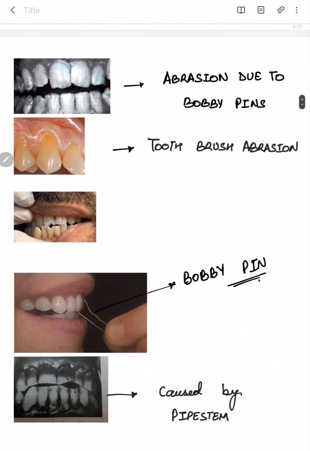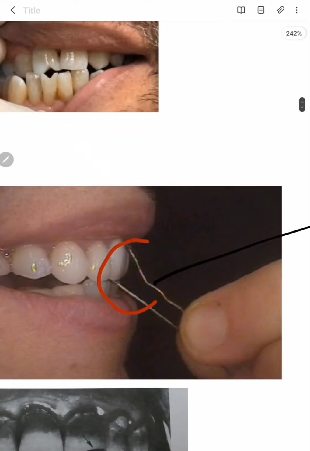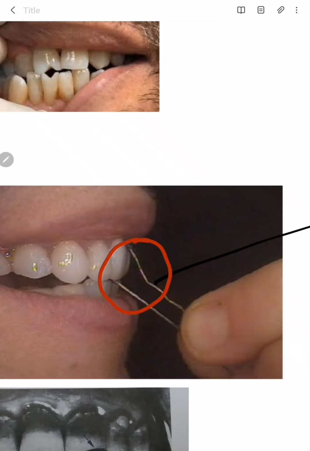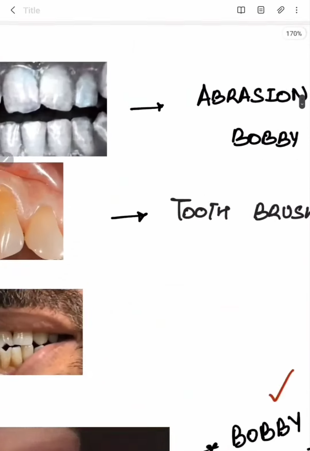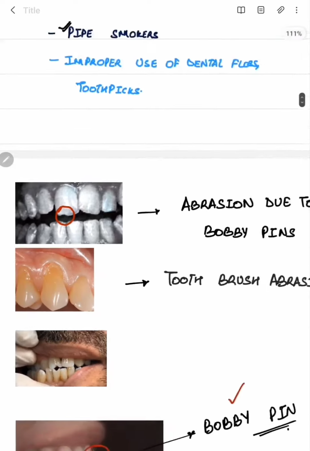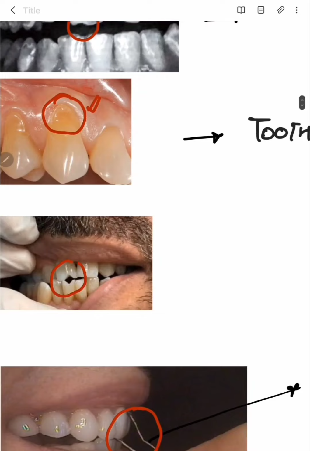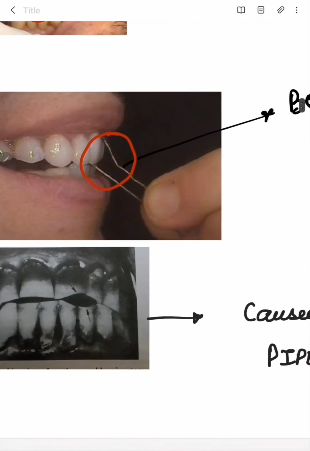So here you can see the clinical pictures of abrasion basically. So this is a bobby pin, you can see. So the person is in the habit of opening the bobby pins with teeth. So this will lead to abrasion of incisors, as you can see, right? Now in this picture you can see the toothbrush abrasion, right? Due to horizontal tooth brushing technique. This is also a form of abrasion. And abrasion is also seen in pipe smokers, right?